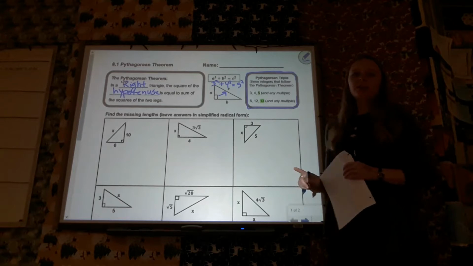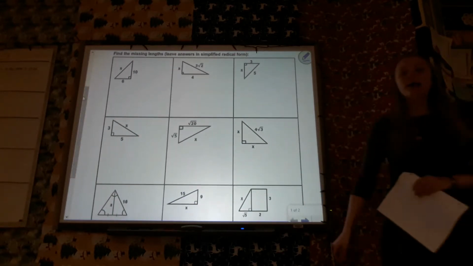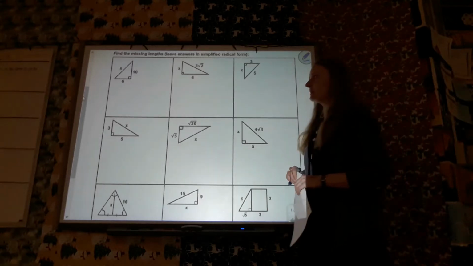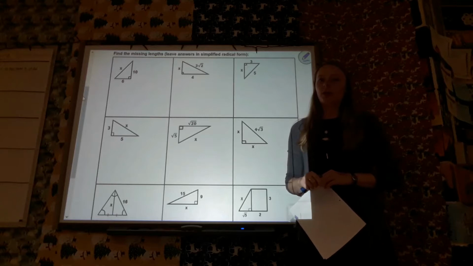Alright, so the first page is going to be some work practicing how to use the Pythagorean triple to help us solve. So remember, it has to be a right triangle. If you don't have a right triangle, you can't use the Pythagorean theorem.